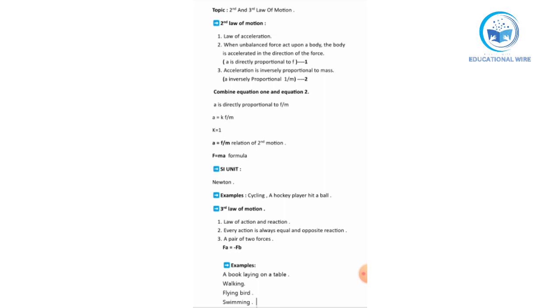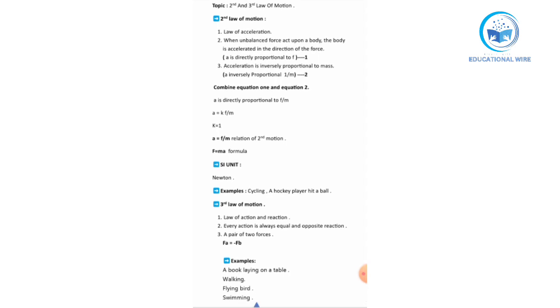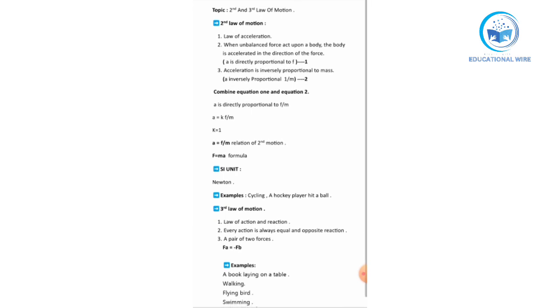So now we will start our next topic, that is the second and third law of motion. Today we will discuss both laws. Talking about the second law of motion, it is also called the law of acceleration. Second point, when an unbalanced force acts upon a body, the body is accelerated in the direction of the force.